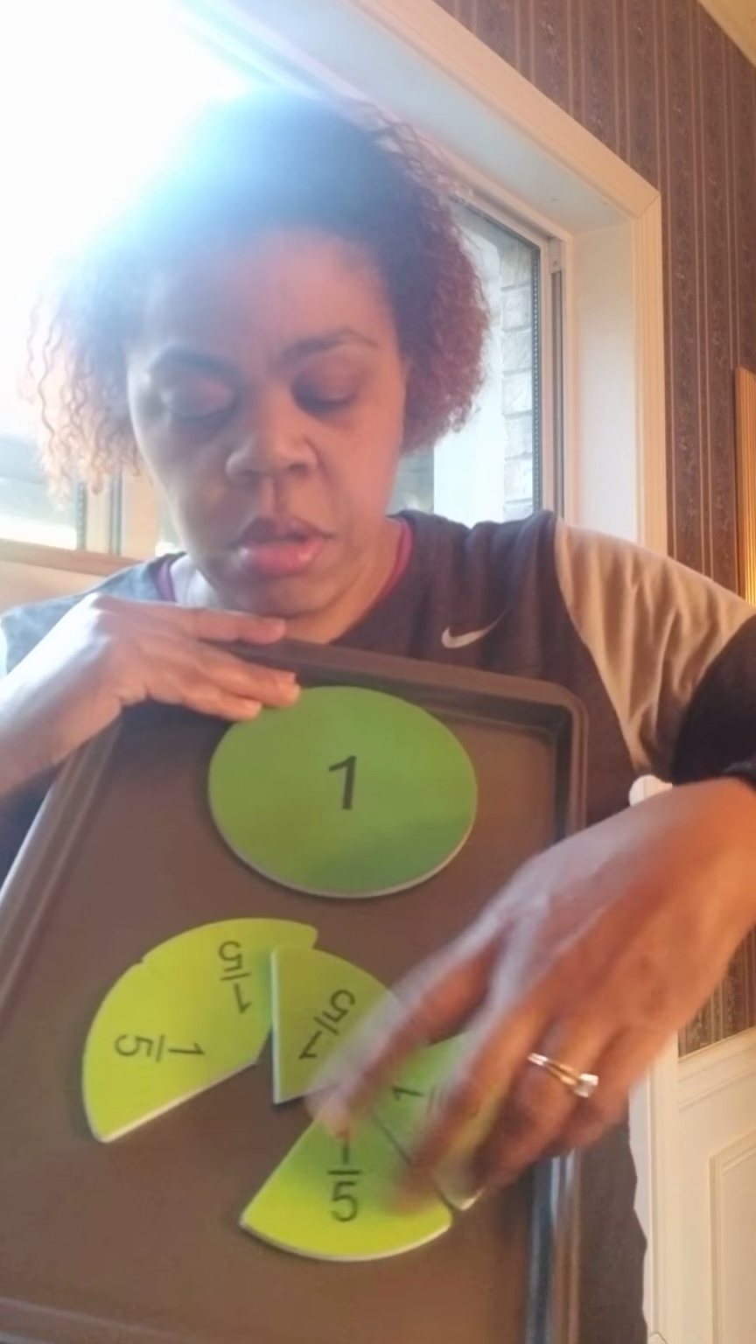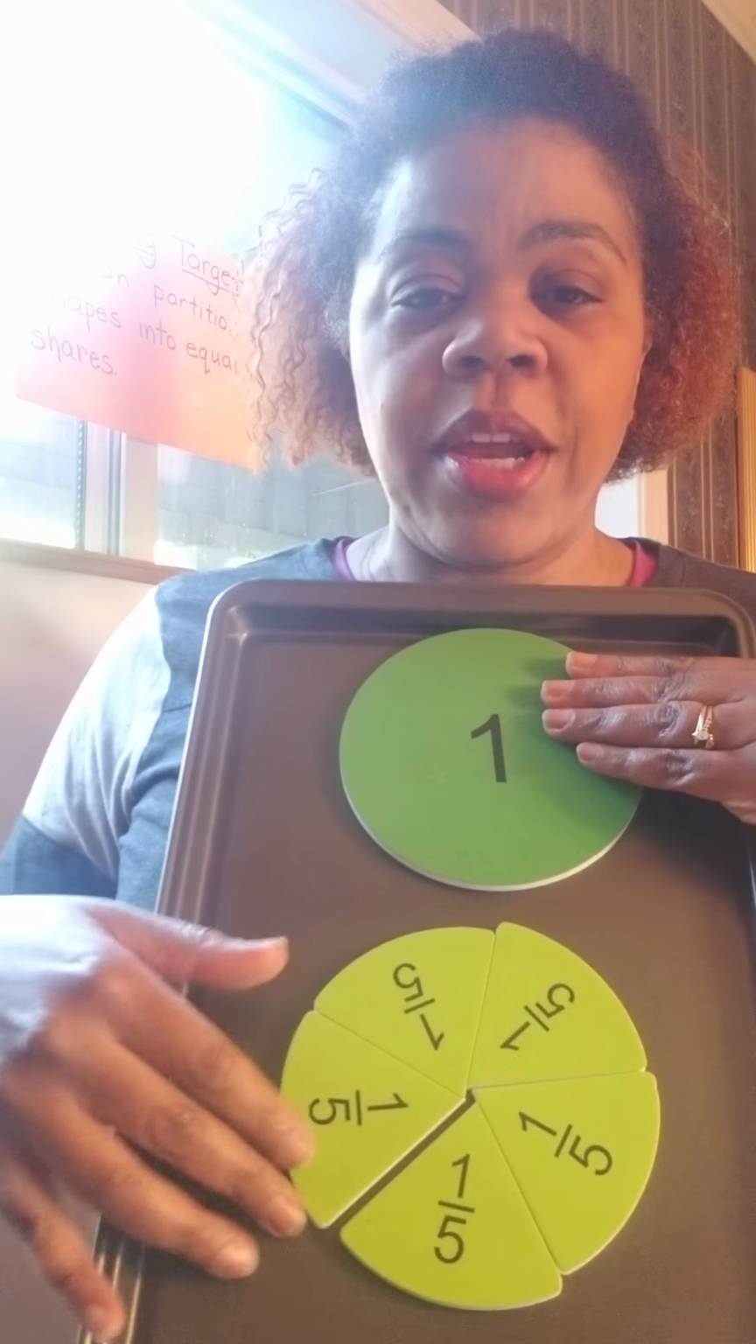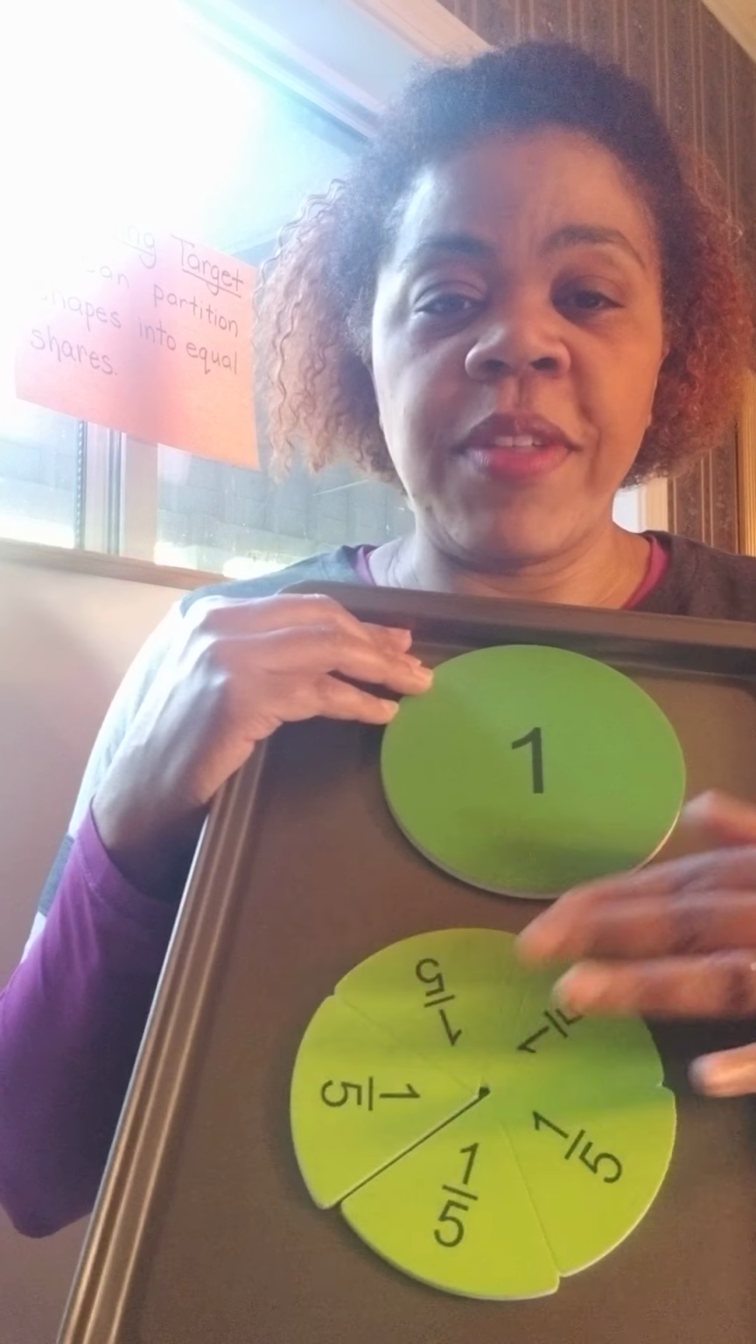Okay. If it's divided into 5 equal pieces, it's what? Fifths. 1/5. What's the numerator? 1 is still the numerator. The denominator is now 5 because we divided it into 5 equal pieces. Do all of these still equal a whole?